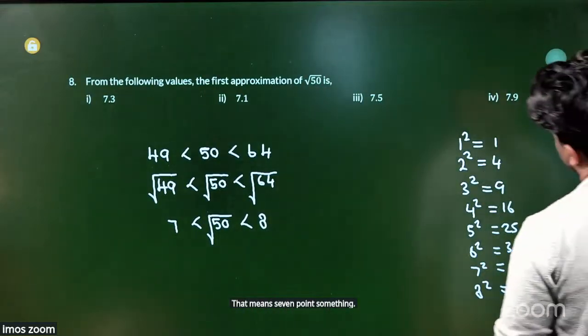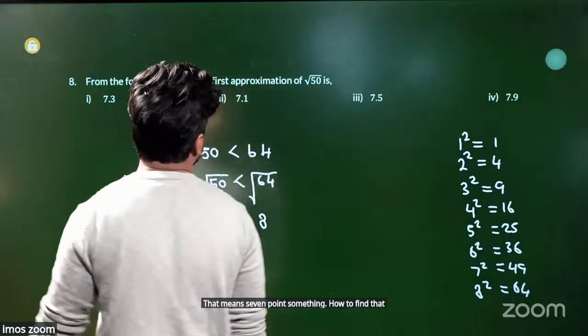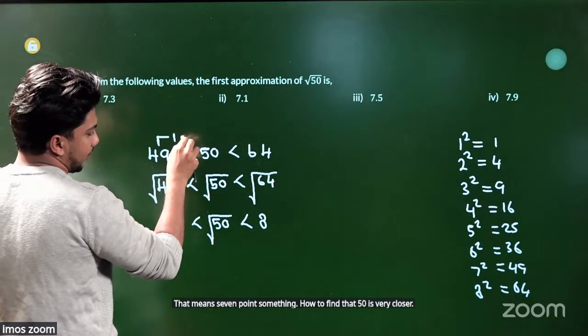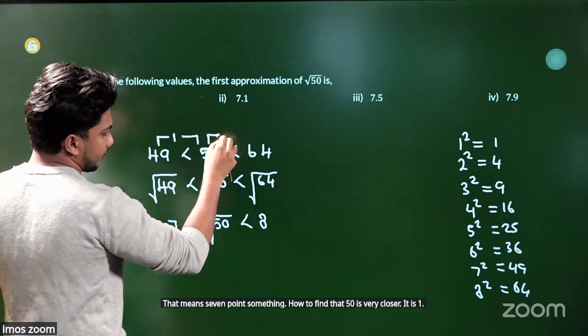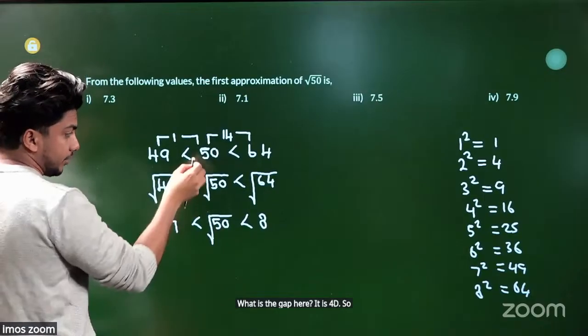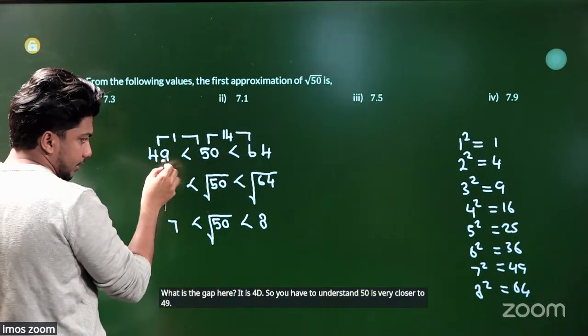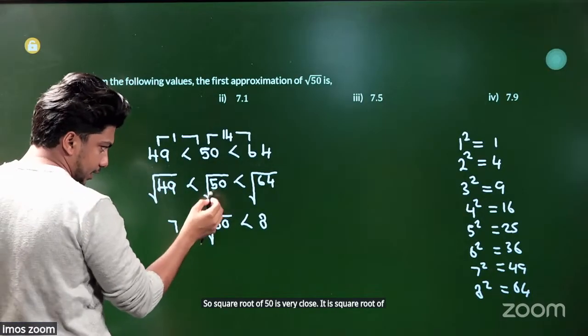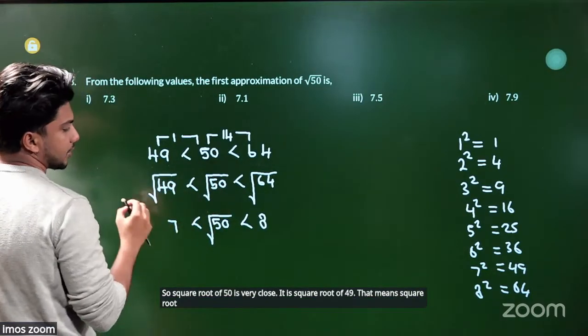How to find that? Look here, son: 50 is very close. What is the gap here? It is 1. What is the gap here? It is 14. So you have to understand 50 is very close to 49. So the square root of 50 is very close to the square root of 49. That means the square root of 50 is very close to 7.